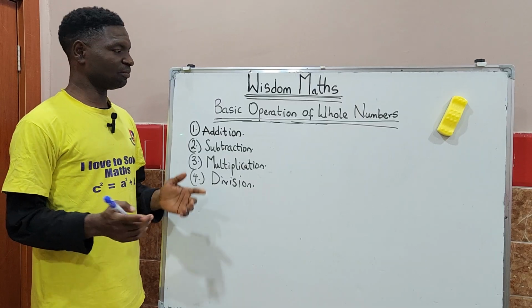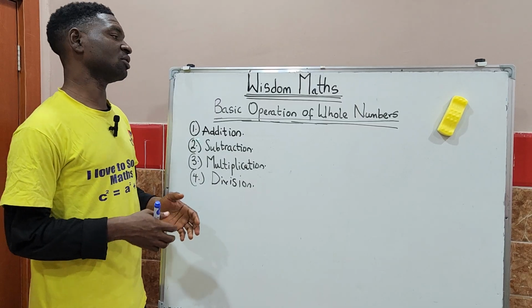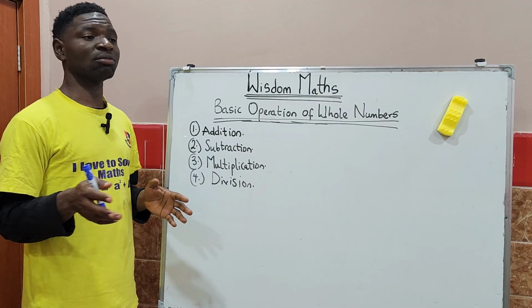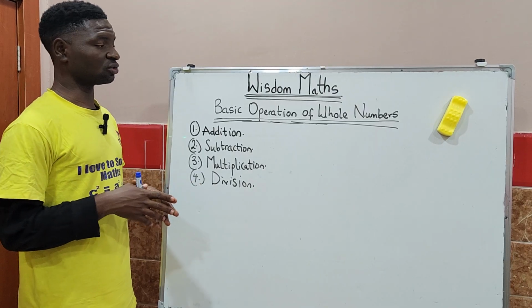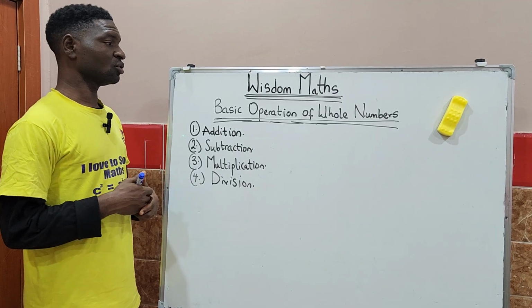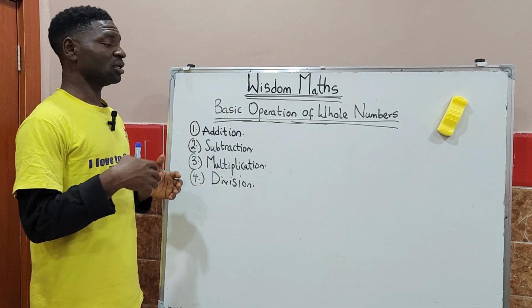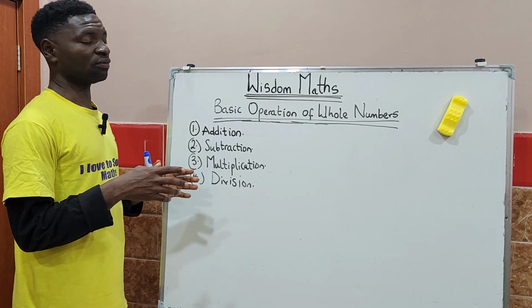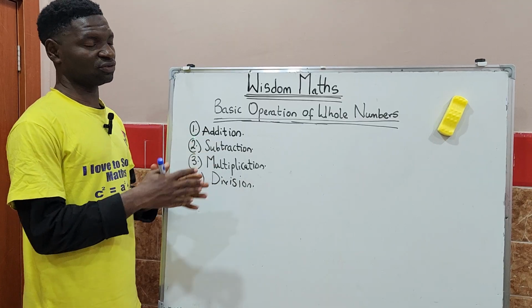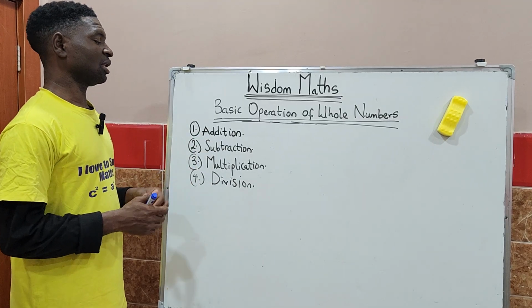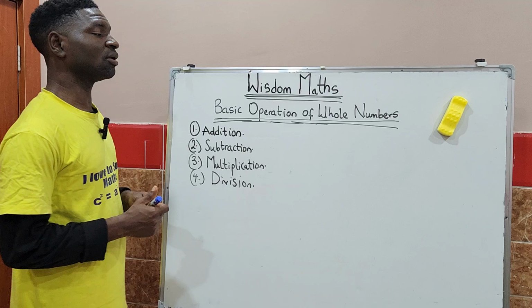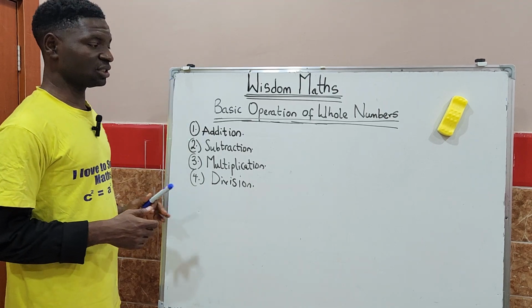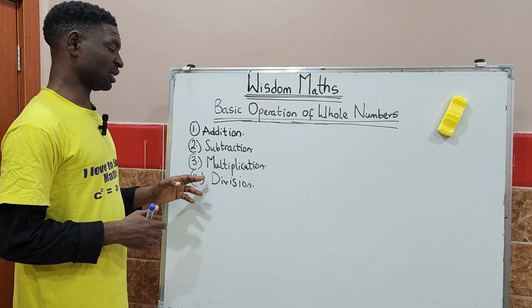So, like the previous video I did, I was trying to explain to you the difference between whole number, decimal fraction, and fraction. So, as I said, I will be guiding you on how to perform basic operations on each class of number I've mentioned. The four basic operations we have are addition, subtraction, multiplication, and division.